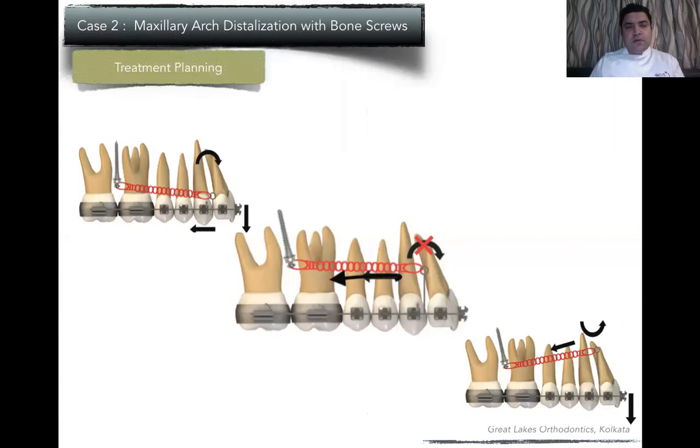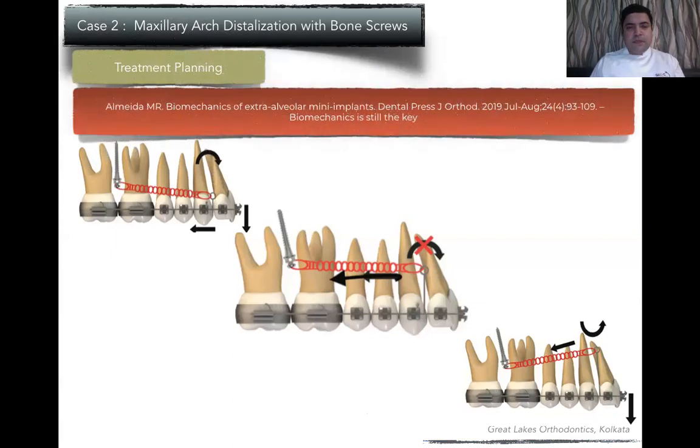We went in, and what we want to do about this case is that this patient didn't want extraction. So proximal stripping could be one of the options, but then we thought that distalization of the upper arch, since it's an end-on molar on the right side and a class 1 on the left side, and well within the limits of biology, we can go ahead with distalization. You can go through this article, a beautiful article by Almeida on the biomechanics of extra-alveolar bone screws.